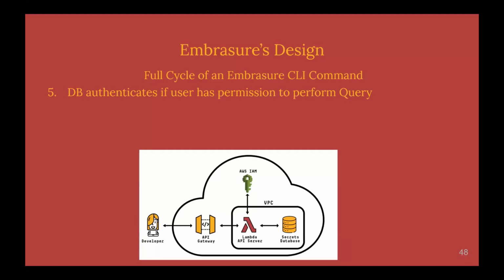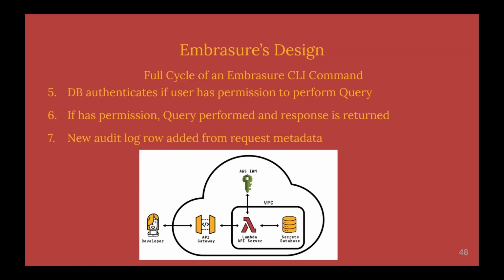Upon reaching the database, the database checks the ID of the request to see if they have permission to perform that request. If the user does have permission, the query is performed and the response is returned to the user. Finally, an all-new row in Embrasure's audit log is added from all the metadata of the request. And with that, the request response cycle is completed.